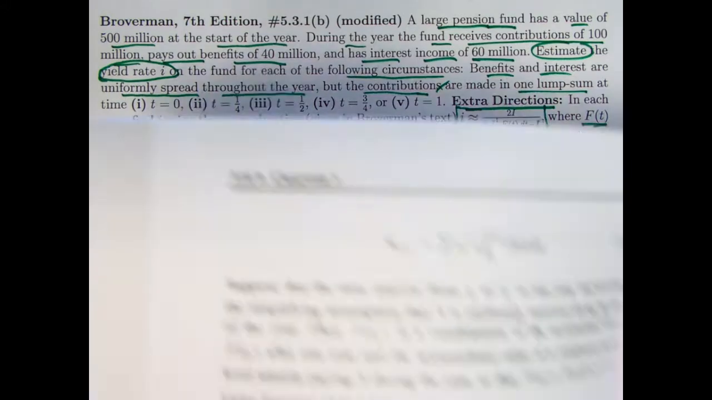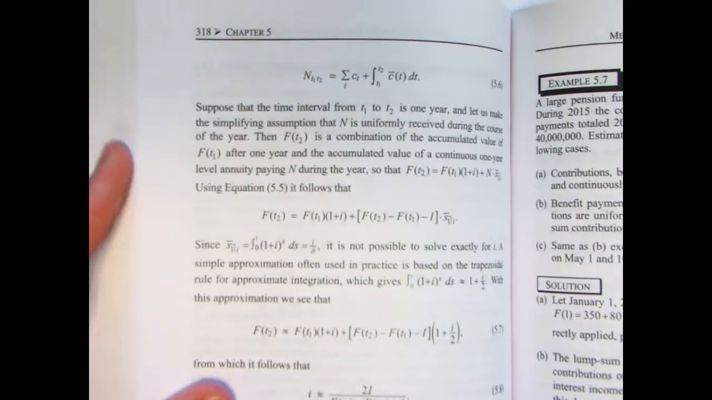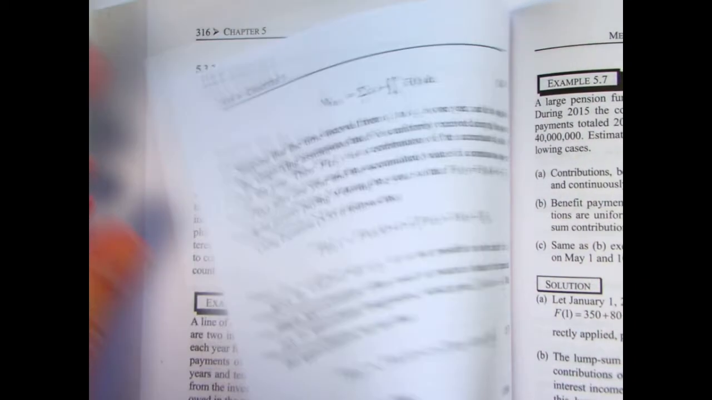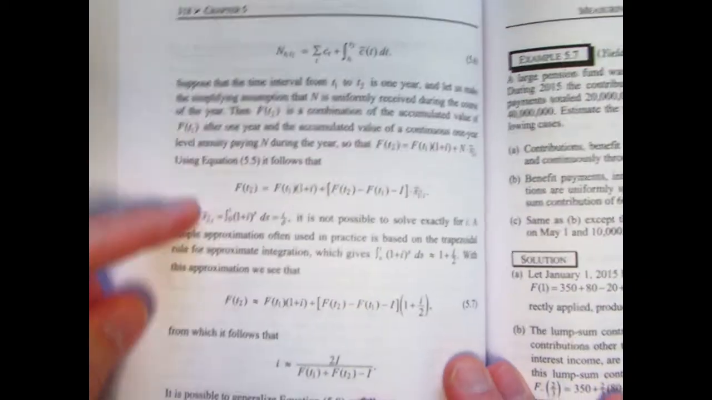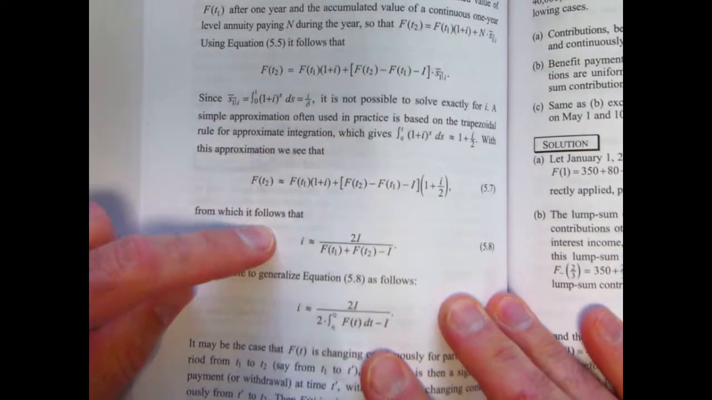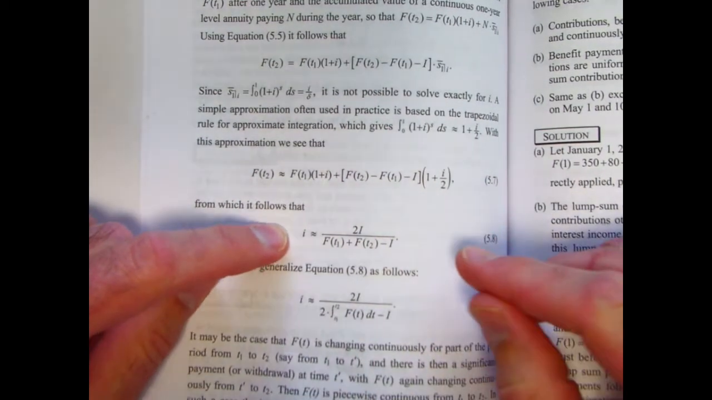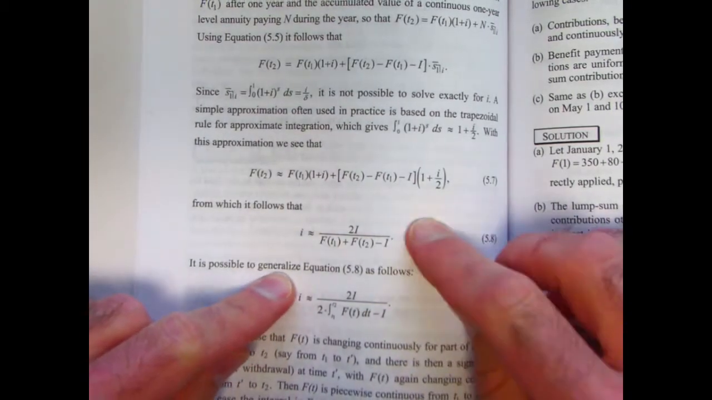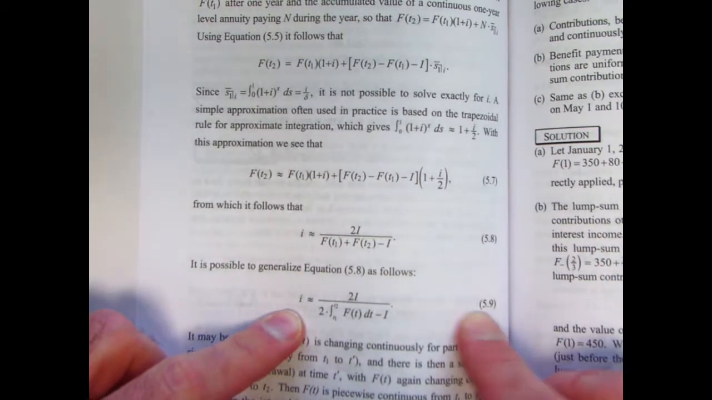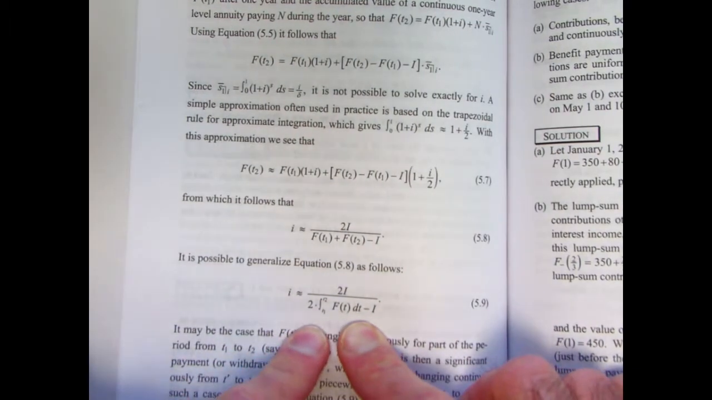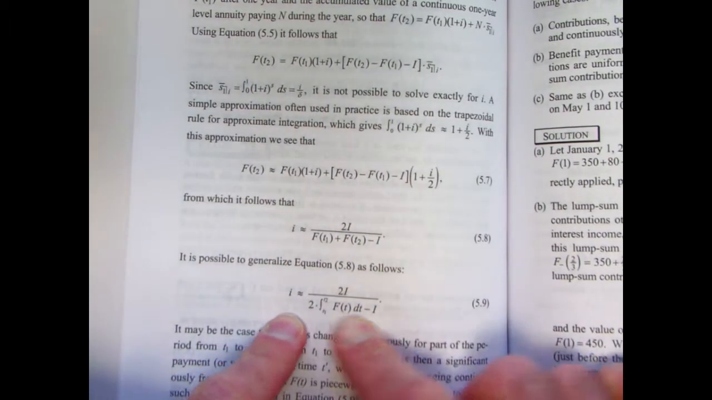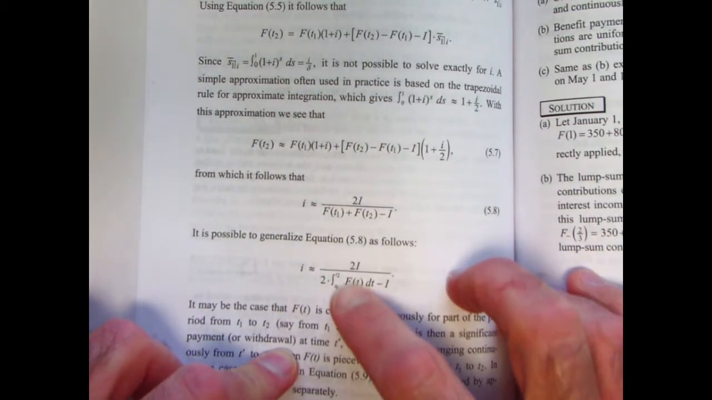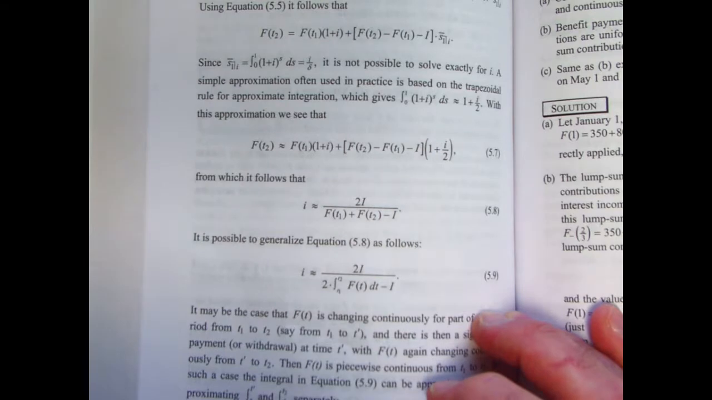So we're looking at Broverman's book here, the 7th edition of the Mathematics of Investment and Credit. This is page 318. Essentially on pages 317 through 318 up to this point, they derive this approximation for the yield rate. And then after that, they say it is possible to generalize this equation here, 5.8, to a new equation, 5.9, that is the same as the equation I just showed you on the piece of paper, involving the integral of capital F of t, though they do it over an arbitrary interval from t1 to t2 instead of from 0 to 1 like I showed you.